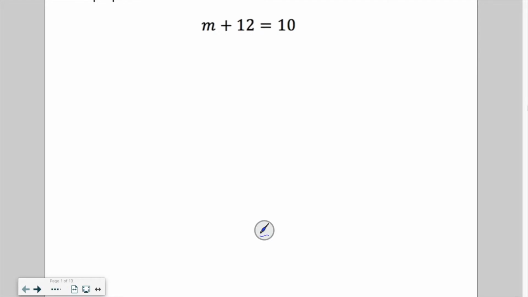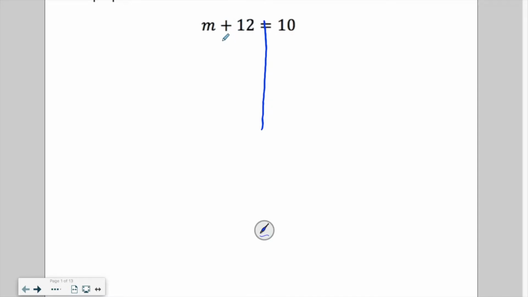So we have n plus 12 equals 10. What I like to do is draw a line down through my equal sign. That just separates the left-hand side from the right-hand side so that I can make sure I'm keeping my equation balanced. Because whatever you do to one side, you need to do to the other. So the first thing I need to look for is where the variable is and what is being done to the variable. Right now this is being added with 12.